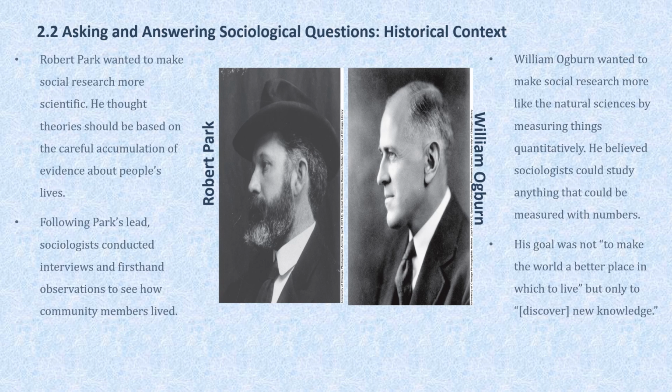Two main scholars in determining the research process include Robert Park and William Ogburn. Park wanted to make sure that social research remains scientific, as he thought that theory should be based on a careful accumulation of evidence about people's lives. Ogburn wanted to make social research more like the natural sciences by measuring things quantitatively. He believed that sociologists could study anything that could be measured in numbers.